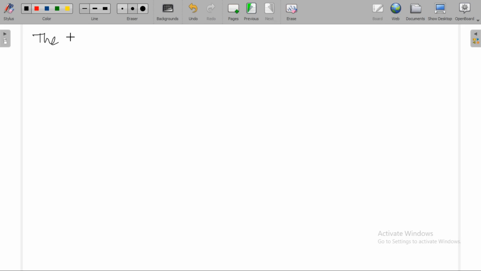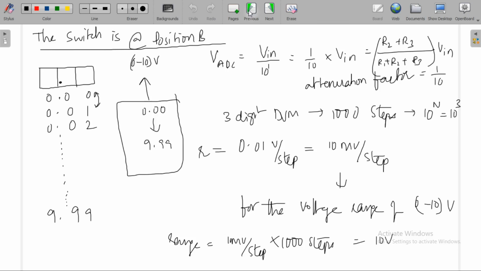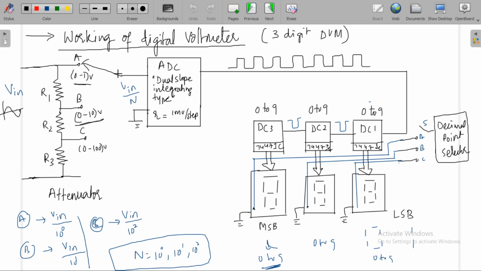The switch is at position C. The switch is at position C, means this is the position C. You're going to get 0 to 100 volts range. The voltage given to this is V in by 10 to the power of 2.